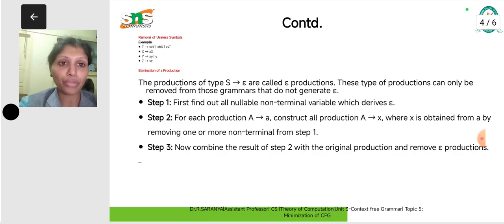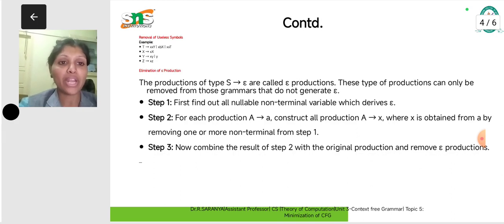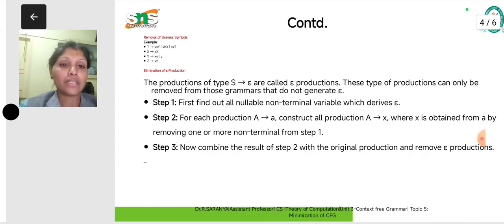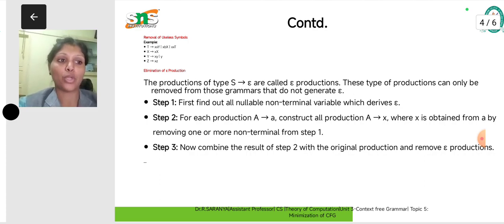Step 1: first of all, we find the nullable non-terminal variables that derive the epsilon. Step 2: for each production, for example, non-terminal symbol A that gives terminal A, construct all productions A gives X, where X is obtained by removing one or more nullable non-terminals from step 1. In step 3, we combine the results of step 2 with the original productions. Finally, we remove the epsilon production.